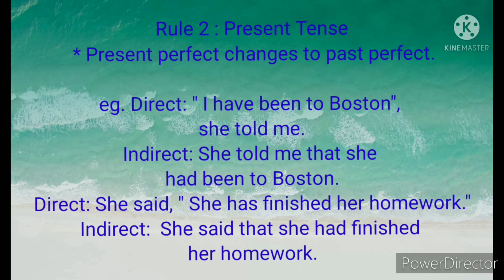Here, the first part is the reported part and the second part is the reporting part. The reporting verb is told, that is past tense. And so, the reported verb also should be changed into the corresponding past form. So, the indirect speech is, she told me that she had been to Boston. Past form of have been is had been.